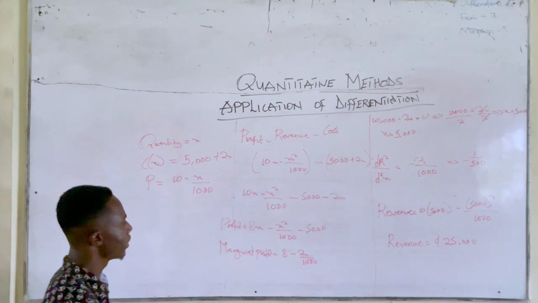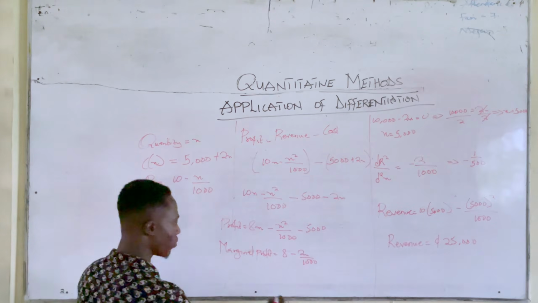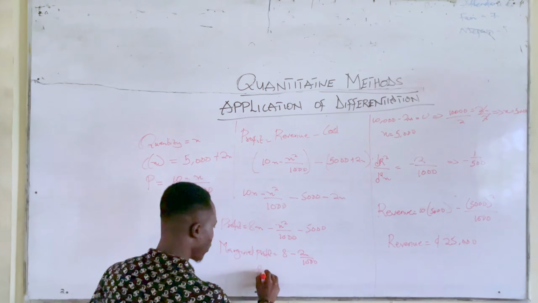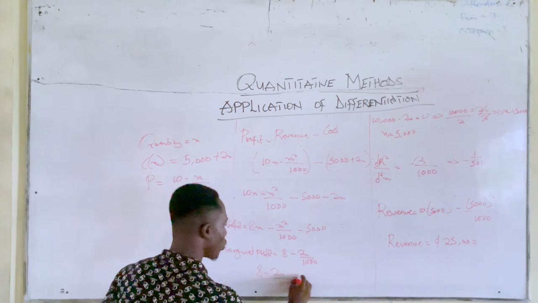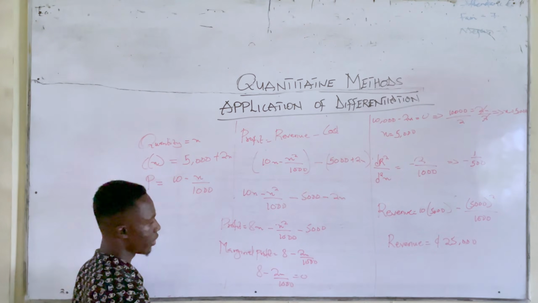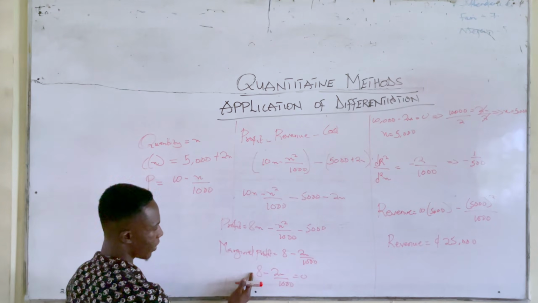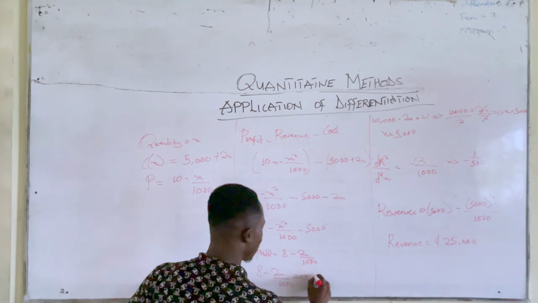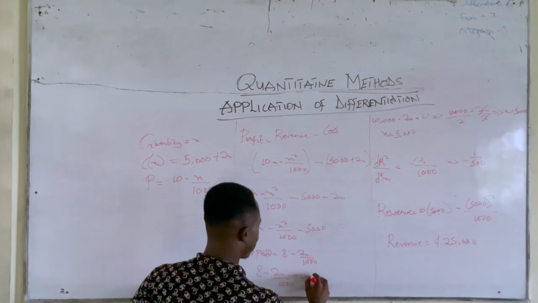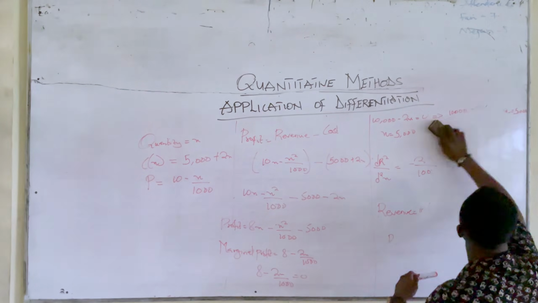Okay, so you equate everything here to 0, just like the first step. 8 minus 2x over 1,000 equal to 0. And so then you multiply this one by 1,000, this one by 1,000, so that you get it in linear form. Okay, so let me clean this one, use the space for that calculation.